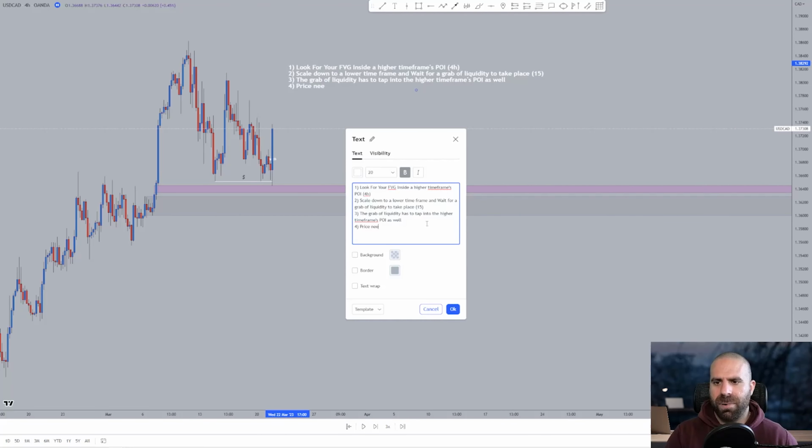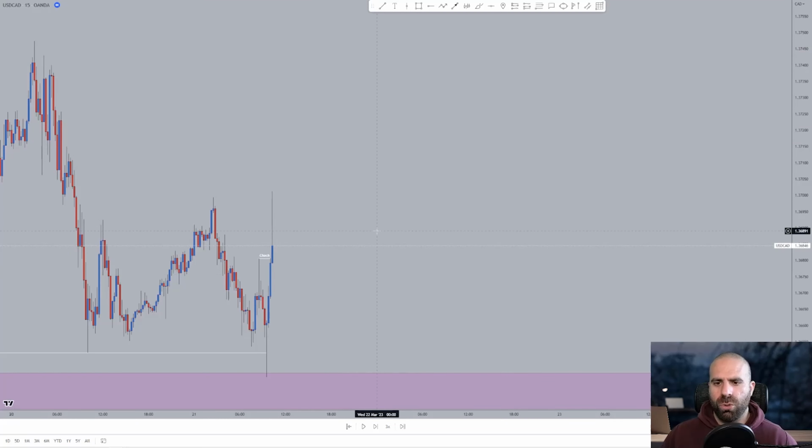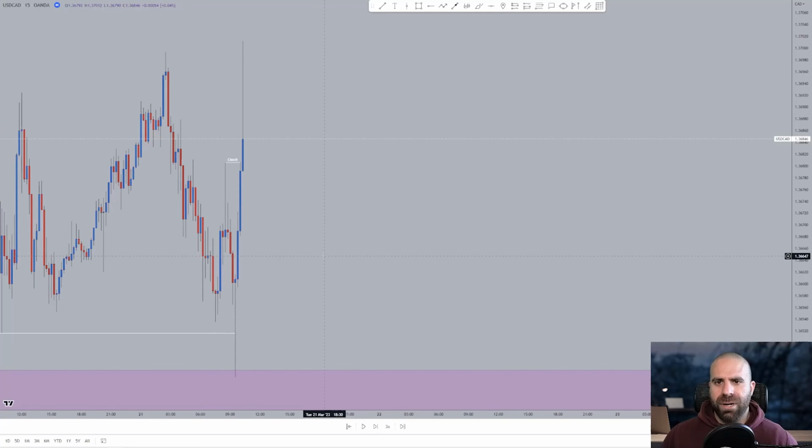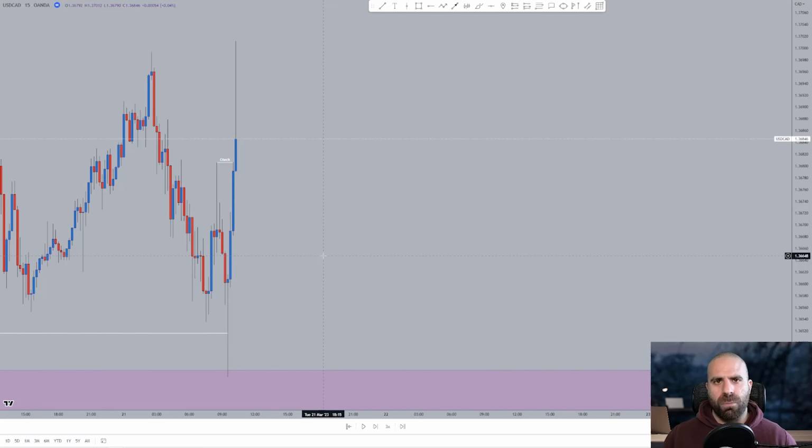Number four, price needs to come back with momentum and give us an aggressive change of character. Okay, what do we do right now? Now here comes the point where we are going from one time frame to the other. So what you will do right now, this qualifies on the 15-minute time frame as a valid fair value gap as well.